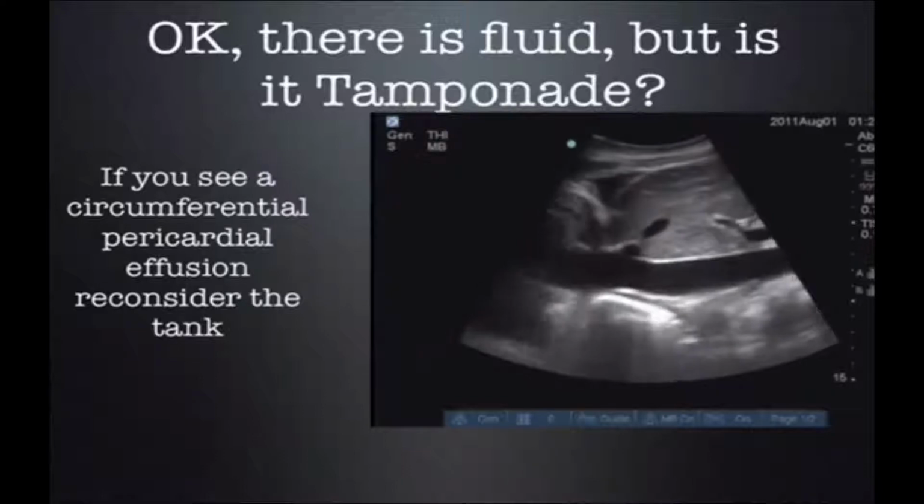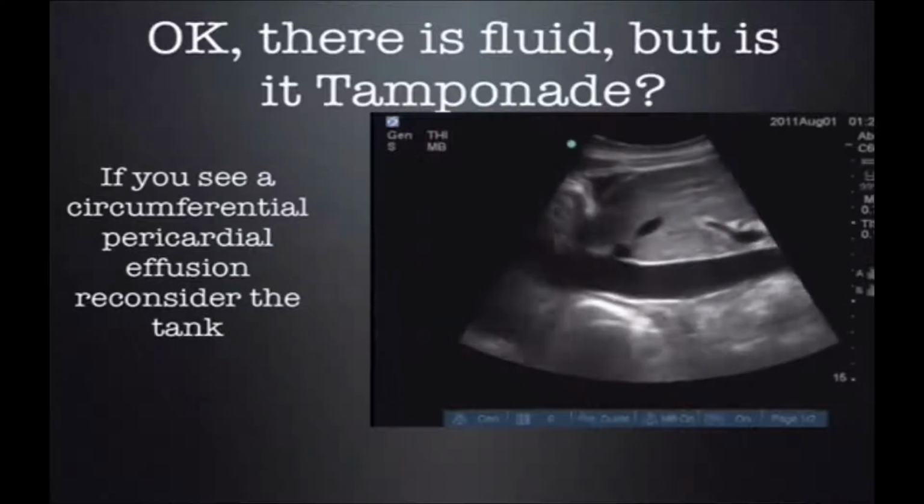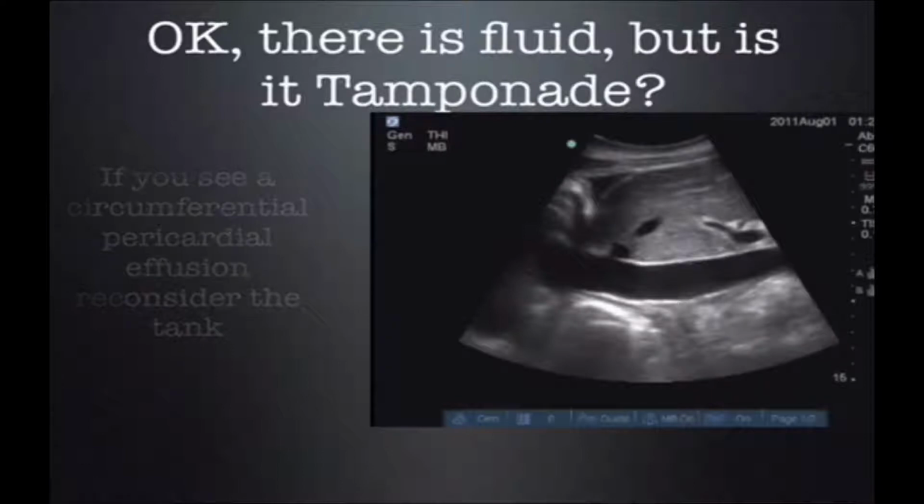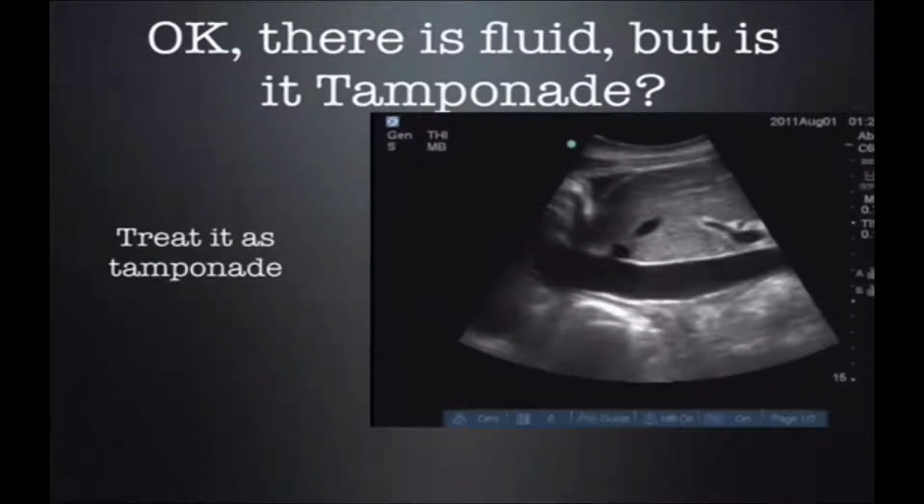Now, if on the other hand, your IVC looks like this in comparison with the previous image, a large pericardial effusion, this is a non-collapsible, large plethoric IVC. I want you to treat this patient as if they have tamponade. This patient needs a pericardiocentesis.